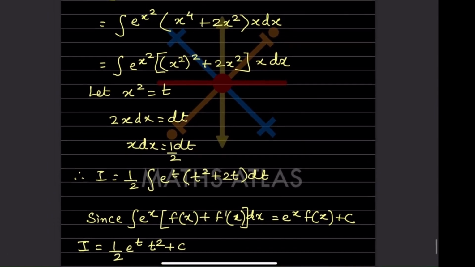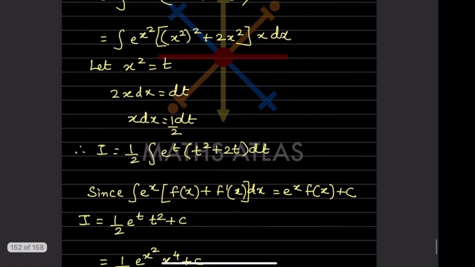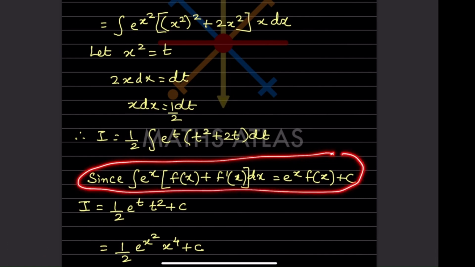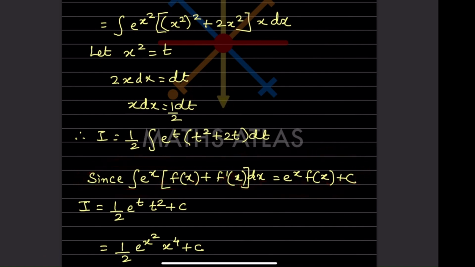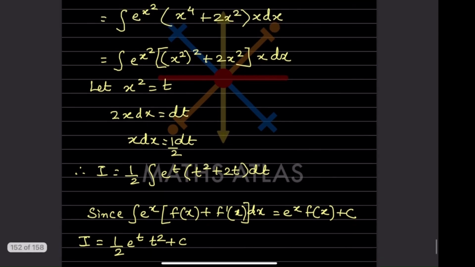So now what we have here is, this I is going to be, we have this formula: integral of e raised to x times (f of x plus f dash x) dx is equal to e raised to x times f of x, plus c. So now we have here half dt. So now what we can consider here is e raised to t.